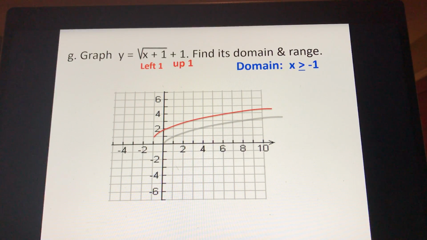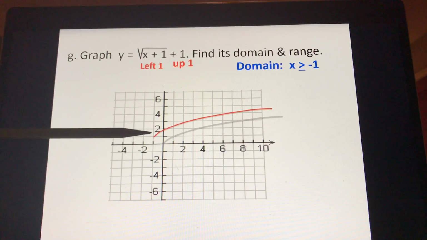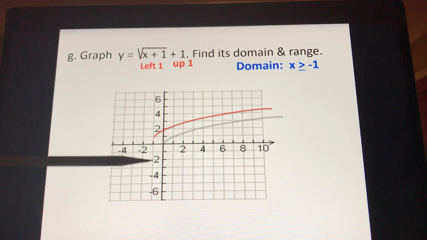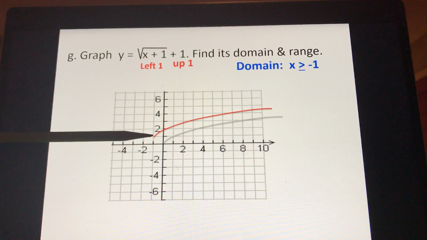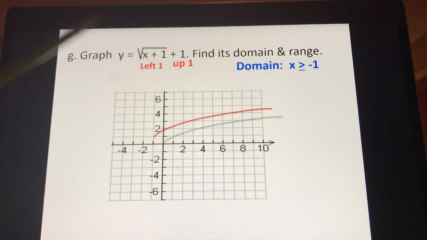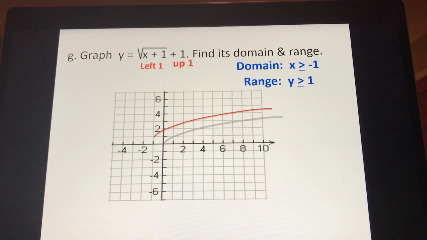And the range is kind of similar. You'll notice it never gets down below this horizontal line right here. Doesn't get into this. Definitely doesn't get into negatives. Gets into positive fractions right here, but that never goes above 1. So it has to be greater than or equal to +1. And again, both of those are affected directly by these numbers inside and outside the radical.